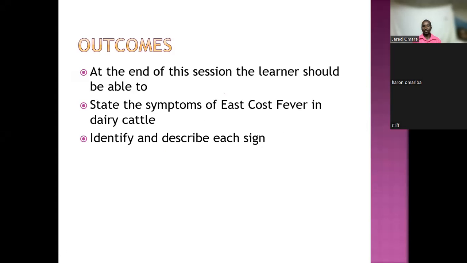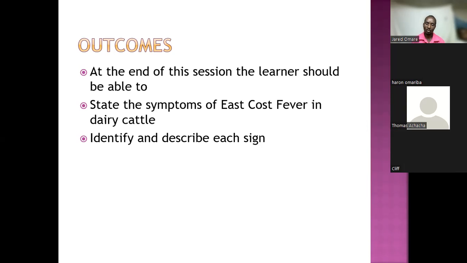Last time we talked about causes of ECF. ECF, as we said in full, means East Coast fever. East Coast fever is a disease that affects cattle, and so today the learning outcomes that we are going to look at.